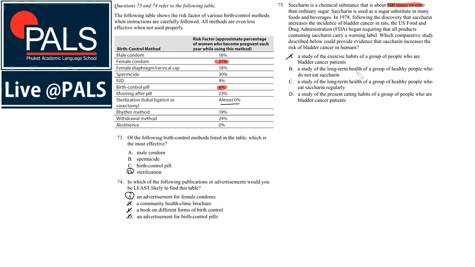A study of the long-term health of a group of healthy people who do not eat saccharin. A study of the long-term health of a group of healthy people who eat saccharin regularly. That makes probably most sense. Long-term study of people who eat saccharin regularly and see if they develop a higher rate of bladder cancer than our regular population.